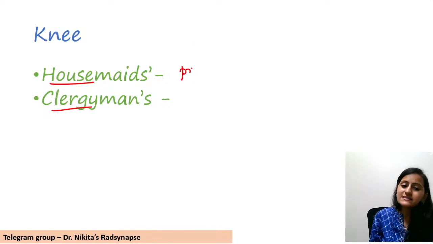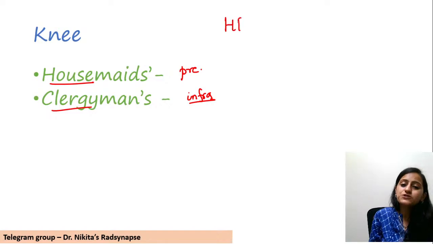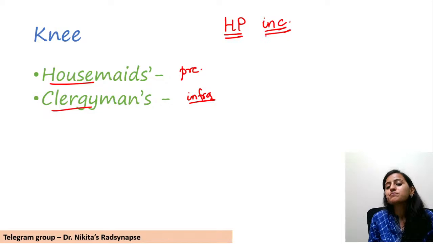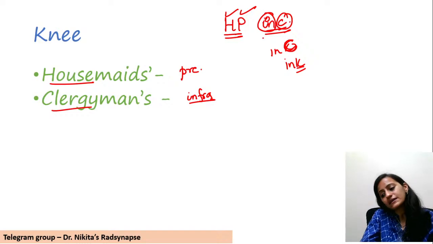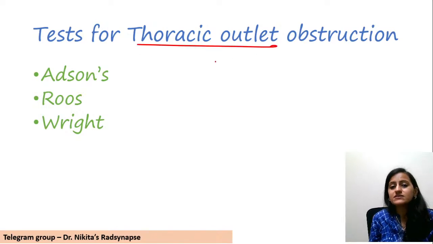Yes, housemaid's is your prepatellar bursitis, clergyman's is your infrapatellar. Remember HP, like HP laptop or its ink, HP ink. Housemaid's is prepatellar and infrapatellar is your clergyman's. Write C rather than the ink. That is your ink. Infrapatellar is clergyman's. Prepatellar is housemaid's. Okay. Next one, we have seen this thoracic outlet.